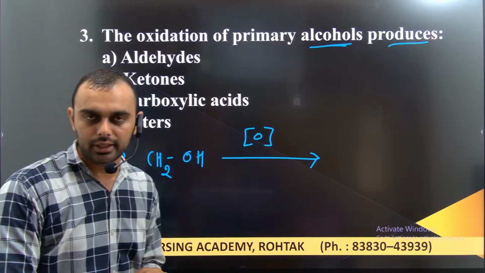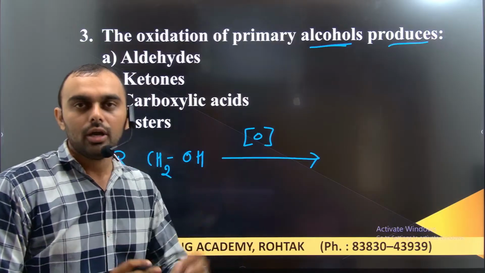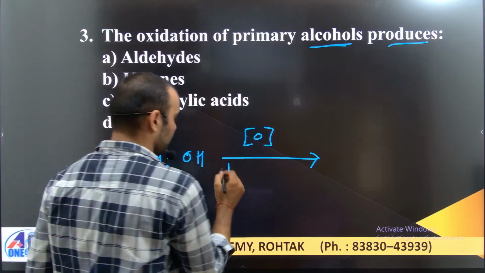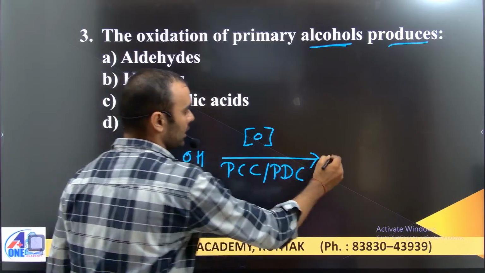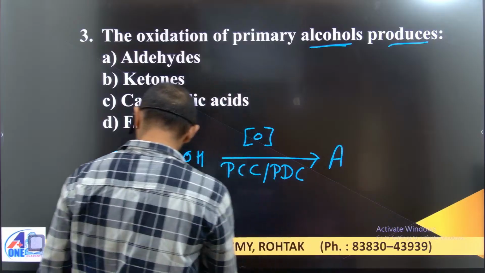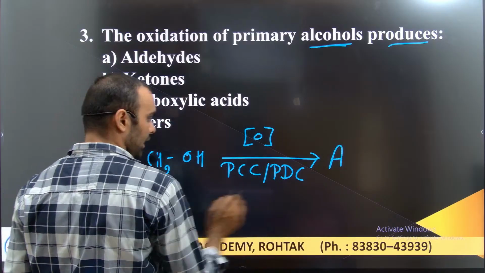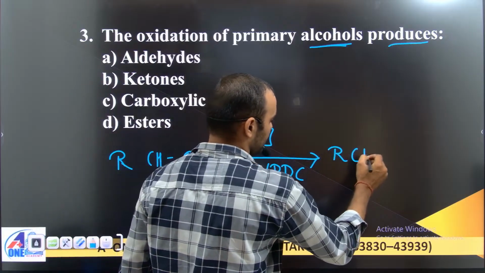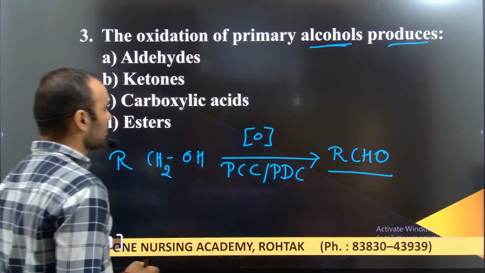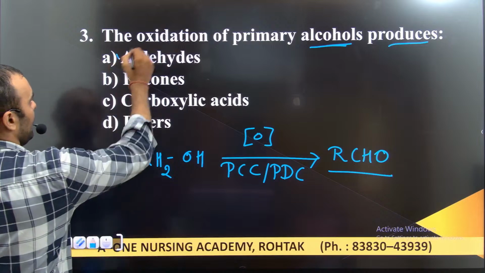But while we do the partial oxidation with the help of PCC or PDC, then we will get the product as an aldehyde. So we will get the product as an aldehyde in case of partial oxidation. So RCHO will be the product formed. So that is the answer, aldehydes.